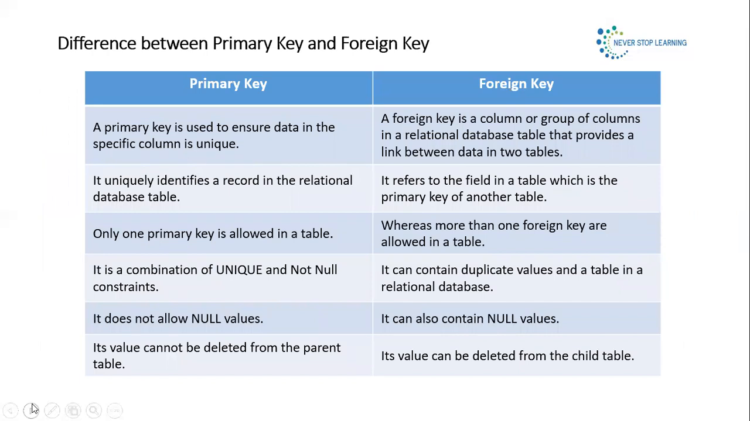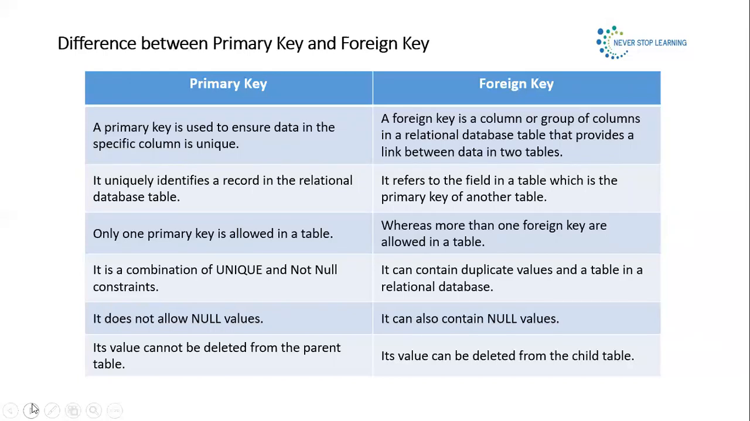Now let's discuss the difference between primary key and foreign key, as it is a very important question when it comes to interviews or university exams. So a primary key is used to ensure data in the specific column is unique. So the most important property, as I told you about primary key, is that it should be unique and it should not be null. A foreign key is a column or group of columns in a relational database table that provides a link between data in two tables. So the main role of a foreign key is to provide the cross reference, right? The main role of a primary key is to ensure that we are getting a unique and not null value.